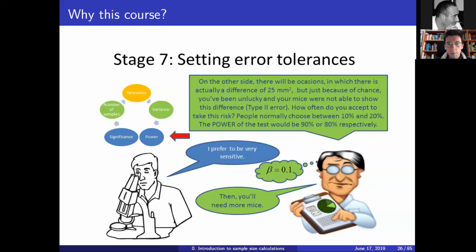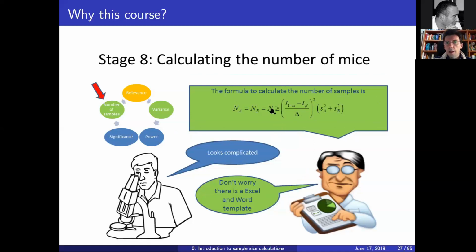And with all this, you can already design the number of animals that you need in the control group and in the treatment group. There's a formula for that. This is the least complicated formula that you can have for sample size calculation. It is not complicated at all, but some people feel uneasy, and actually you don't have to.